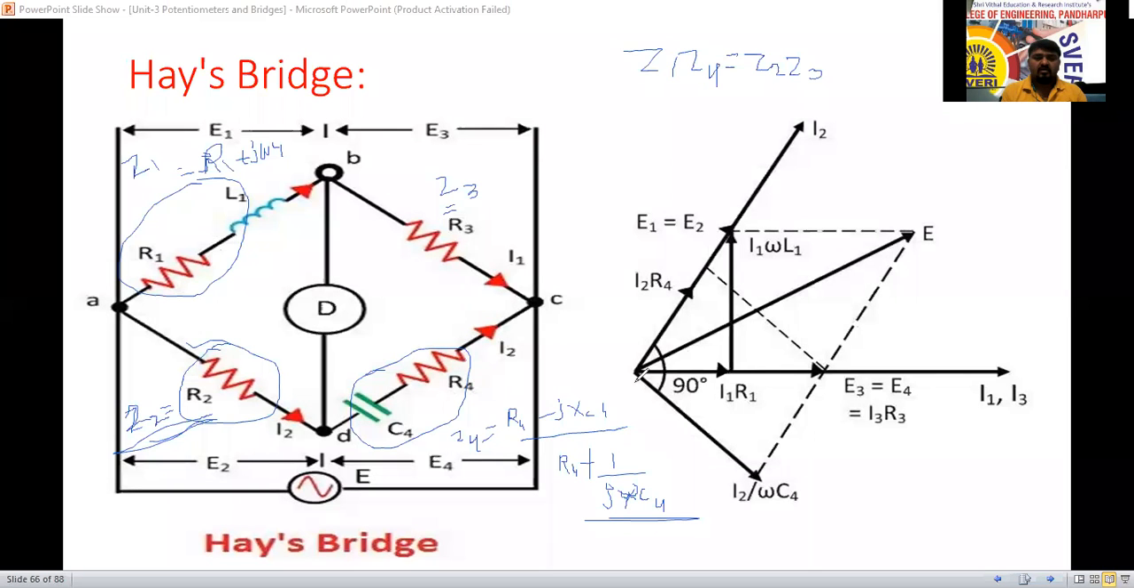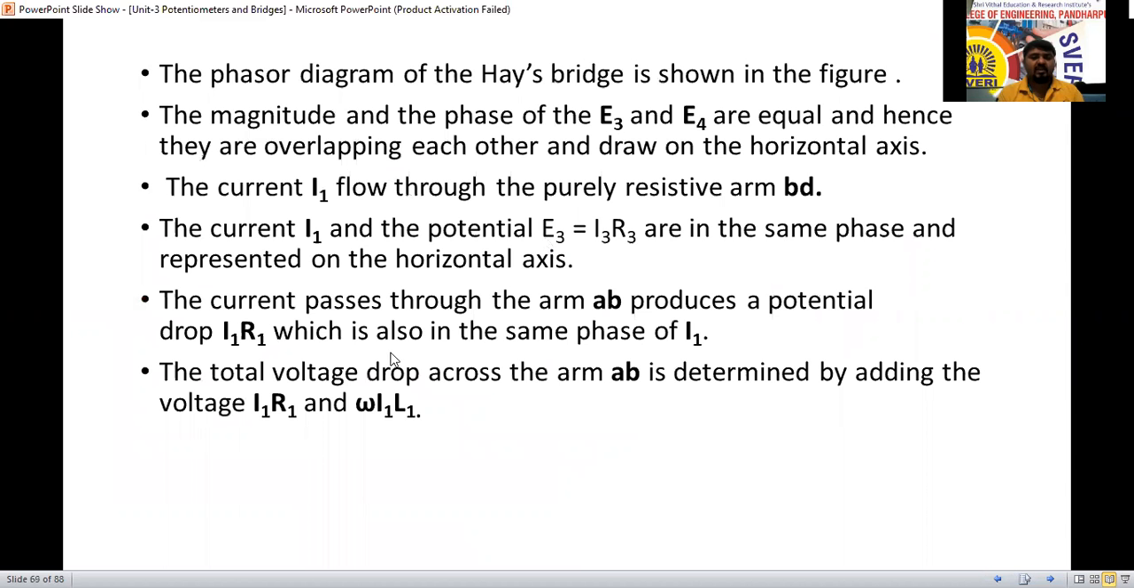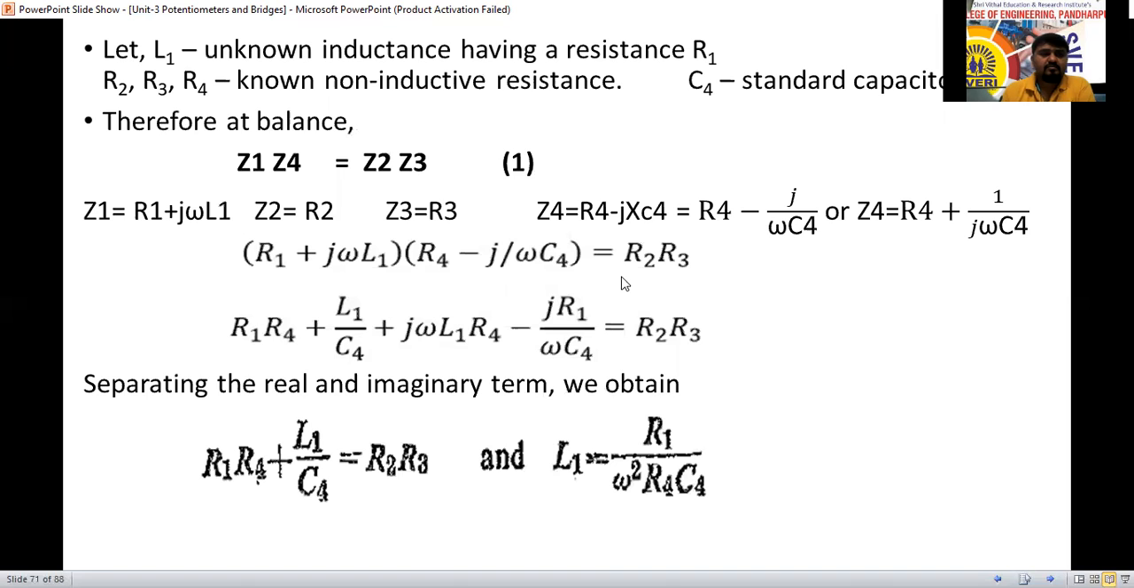See, the same explanation we have given: what do you mean by this resistance, that resistance, and how do we have to draw the phasor diagram. I have written everything in the deep explanation here. If you have not understood, you can go through this. Directly I will go to the equation. See here, Z1, Z4, Z2.